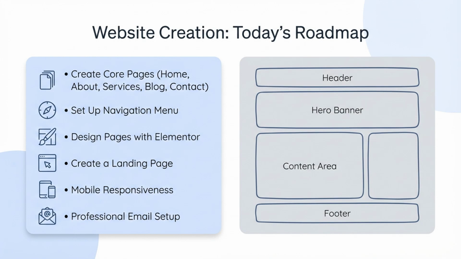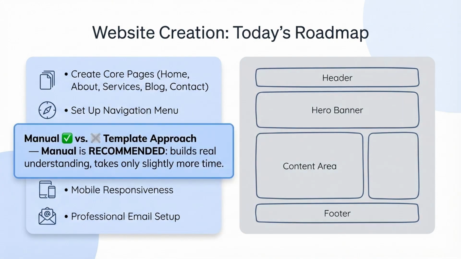Picking up right where we left off, we've already downloaded all the essential plugins. Today, we move into actually building the website. The plan covers creating core pages like Home, About, Services, Blog, and Contact, then setting up the navigation menu, designing with Elementor, and finally a look at mobile responsiveness and professional email setup. We'll cover both manual building and template-based approaches.